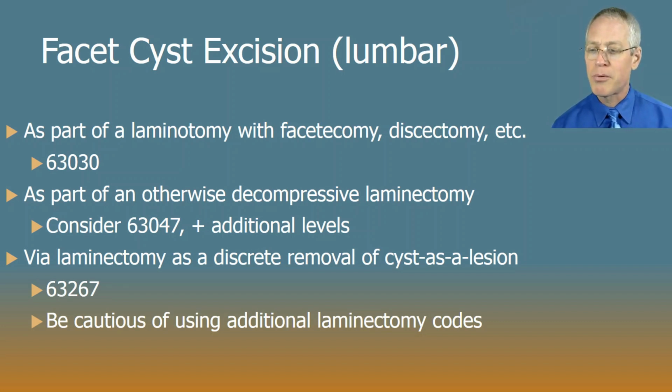And now, if it's done through a laminectomy as a discrete lesion, like that's literally the facet cyst is acting as sort of a tumor, a space-occupying mass that's pushing on the spinal cord, 63267, removal of extradural intraspinous lesion, non-malignant, that might actually be the right code if there's no other decompression going on. So I think you can honestly feel confident about using that code in that case. But be cautious of using additional laminectomy codes with that. In that case, the laminectomy is truly just the approach. It ceases to become a therapeutic intervention because there's no other decompression going on.